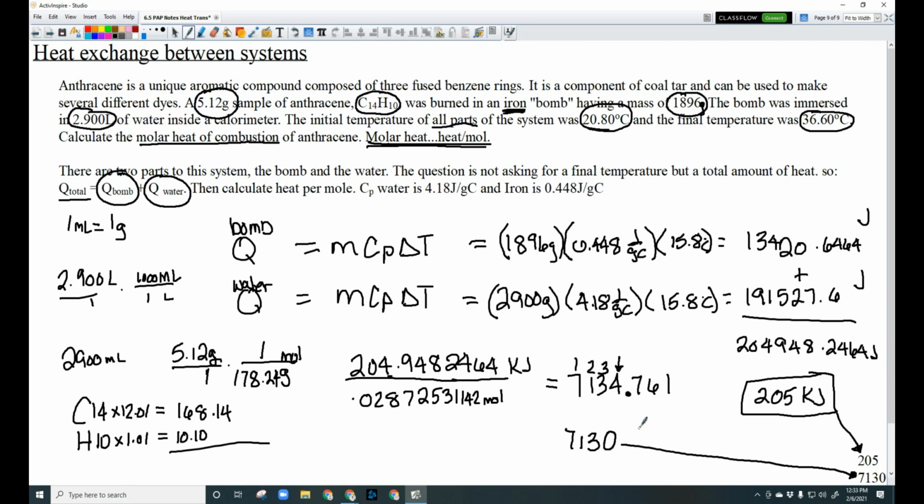And so what are the units? Kilojoules per mole. Say kilojoules per mole. So this right here is the molar heat, or the heat per mole of combustion of anthracene, 5.12 grams of anthracene. All right, so that's it for this.